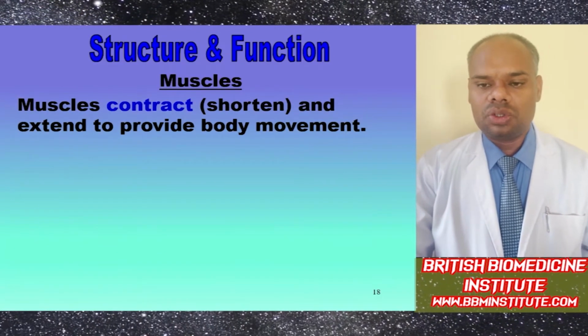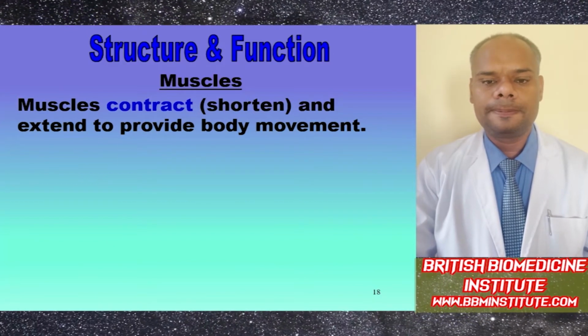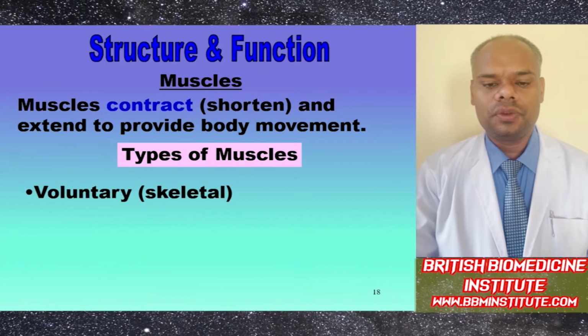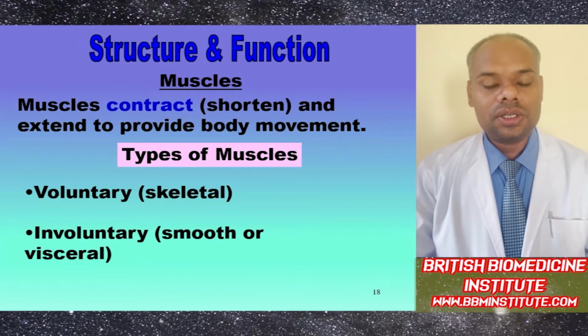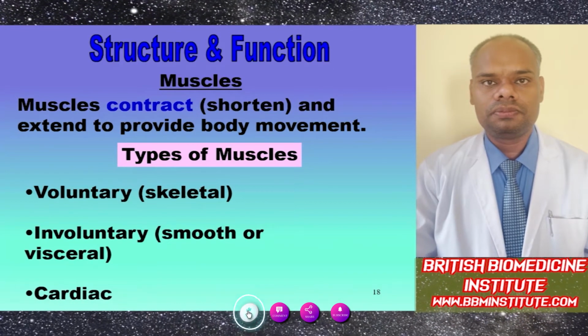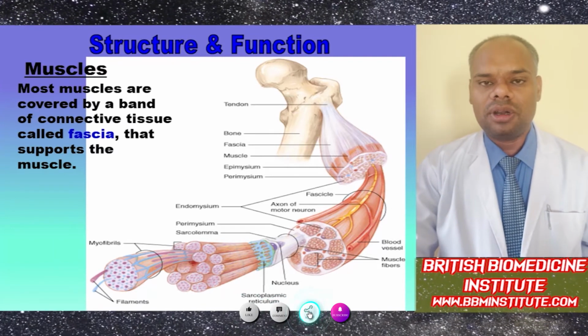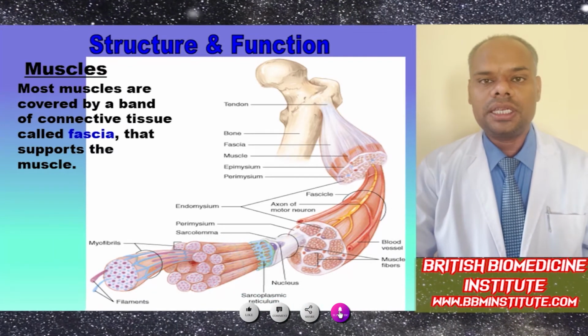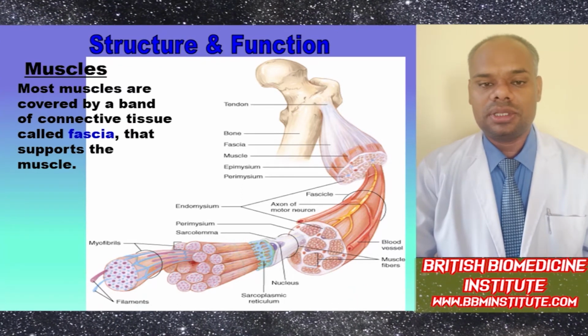Muscle contracts or shortens and extends to provide body movement. The types of muscles are skeletal, which are voluntary, smooth and visceral, which are involuntary, and cardiac muscles. Most muscles are covered by a band of connective tissue called fascia that supports the muscles.